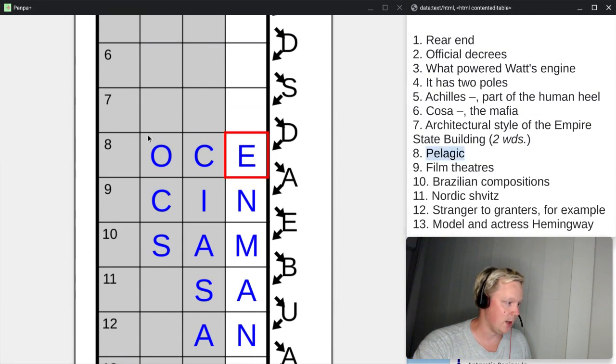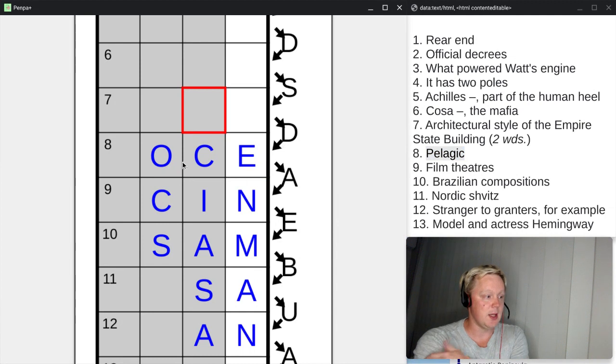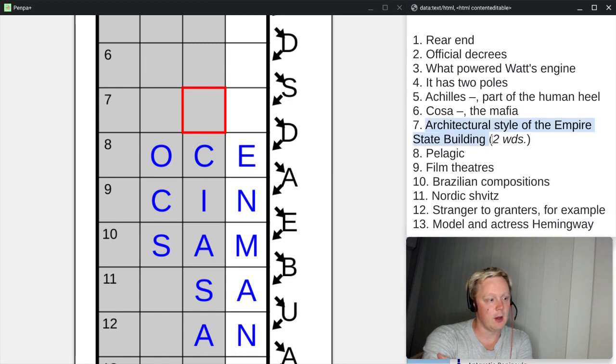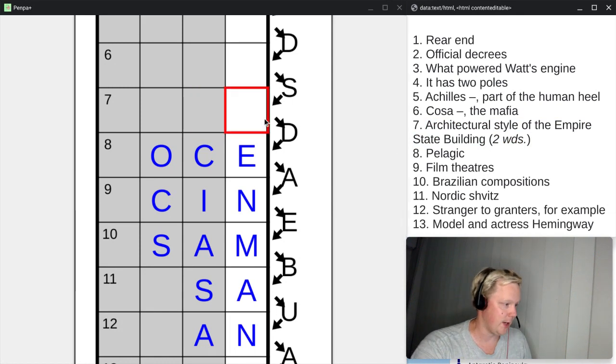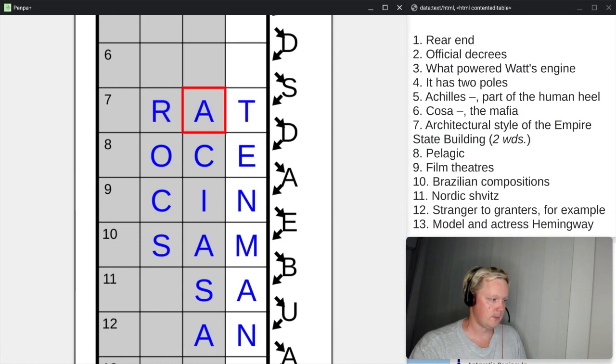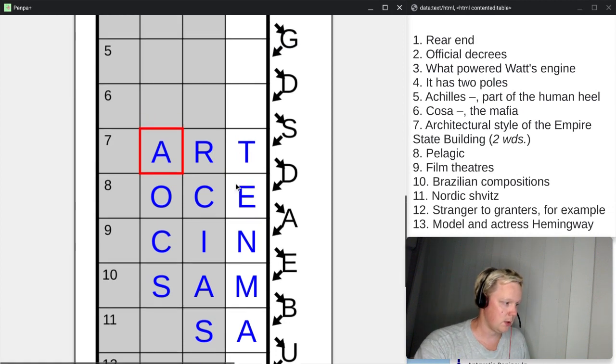So that's oceanic. We have number 7, which ends in DECO. Now that's going to be a pretty rare ending for a word. And this is actually 2 words now. We have this parenthetical. So we're looking for an answer of 2 words, and that's the architectural style of the Empire State Building. And that's the Art Deco. Not Rat Deco. Art.